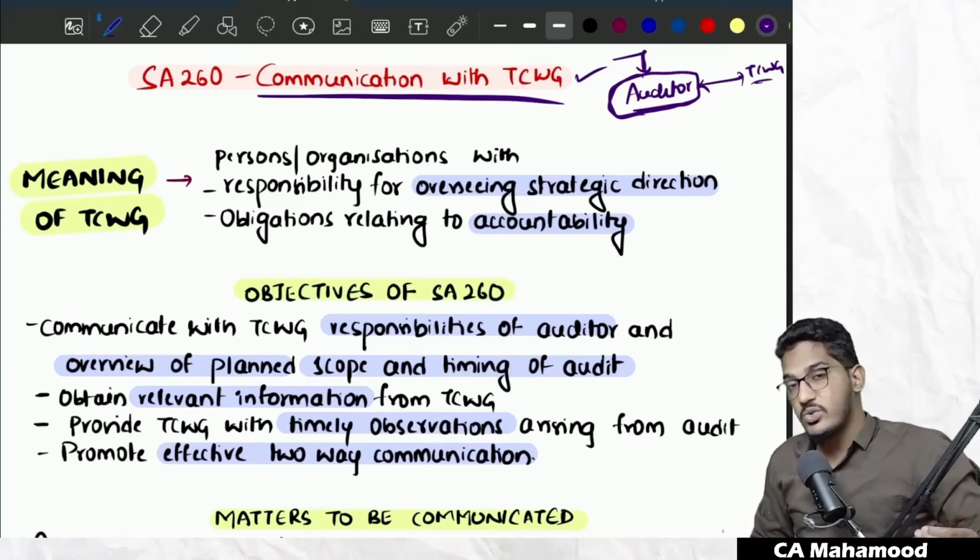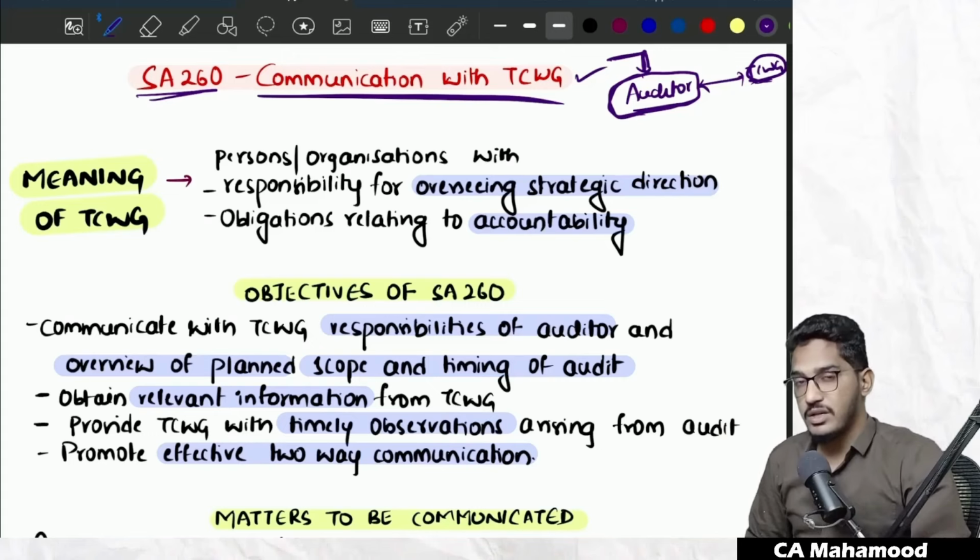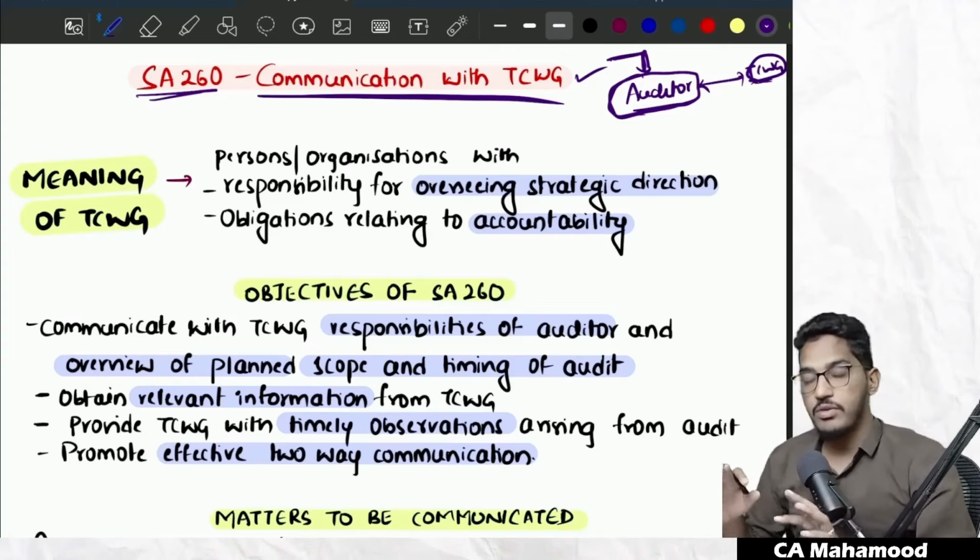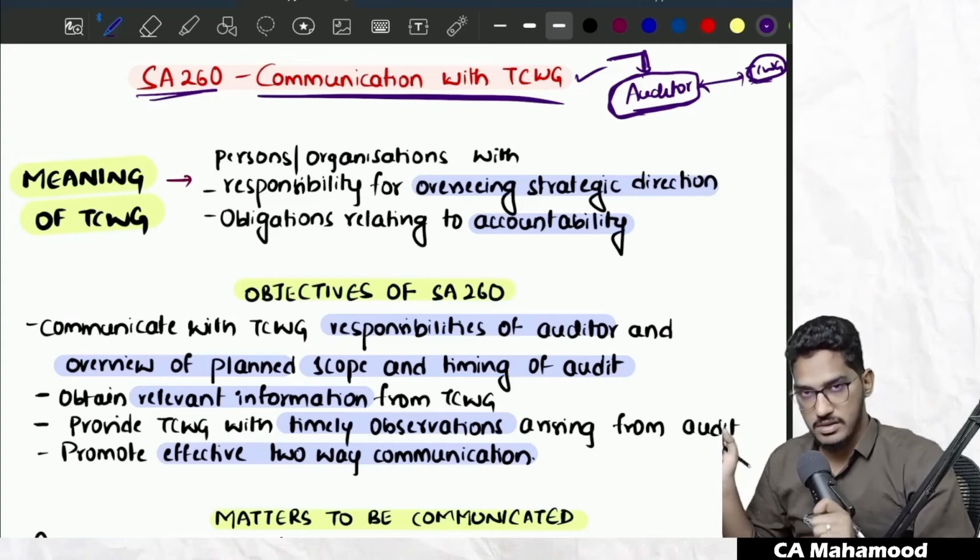And ultimately, if there is effective communication between the auditor and those charged with governance, overall audit efficiency and effectiveness will increase. So now we are going to discuss in the standard what are those matters which the auditor is required to communicate with those charged with governance, what things he has to communicate, what should be the manner of communication, what responsibilities will be there in case of listed entities, what method of communication should be followed. So all those things we are going to discuss.